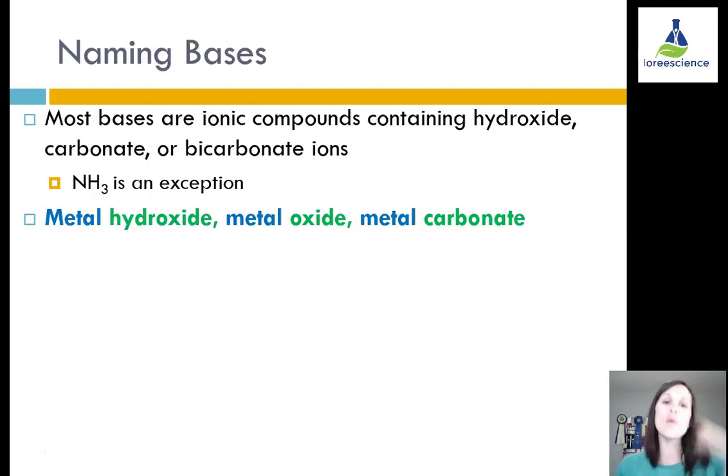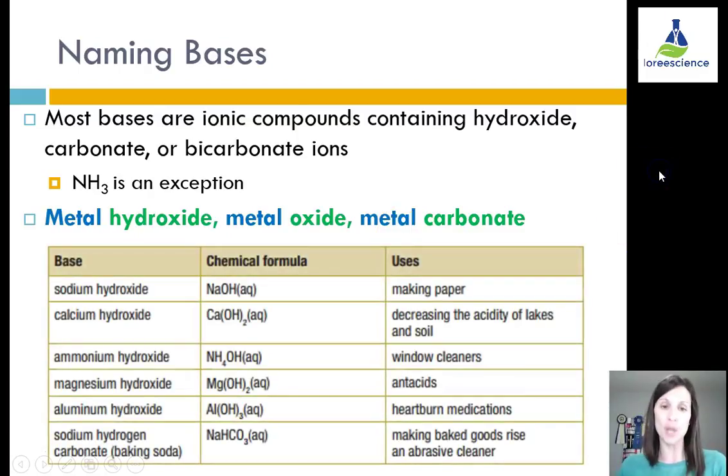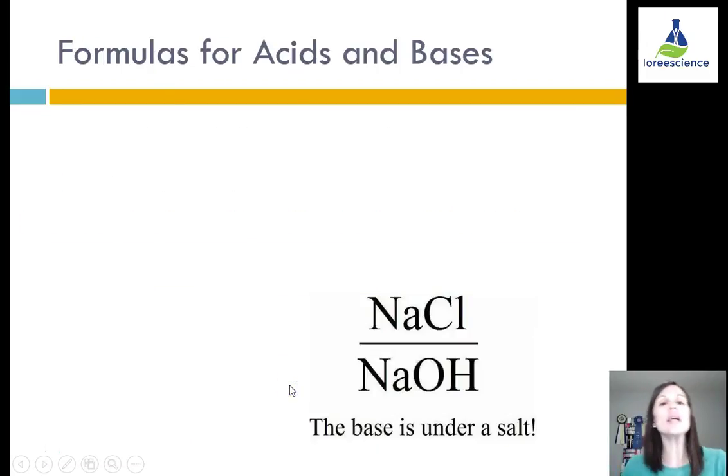So how do we name bases? Most of them are ionic compounds that contain either a hydroxide, a carbonate, or a bicarbonate ion. Ammonia is the exception, because remember we said before a base could also be a proton acceptor. Well, ammonia can accept a hydrogen and become ammonium. But most of them, when you look at them, will be a metal and a hydroxide, or a metal and an oxide, or a metal and a carbonate. So for example, sodium hydroxide, calcium hydroxide, ammonium hydroxide. And then moving along to ones that contain carbonates, you will see sodium hydrogen carbonate or sodium bicarbonate, which is our baking soda.